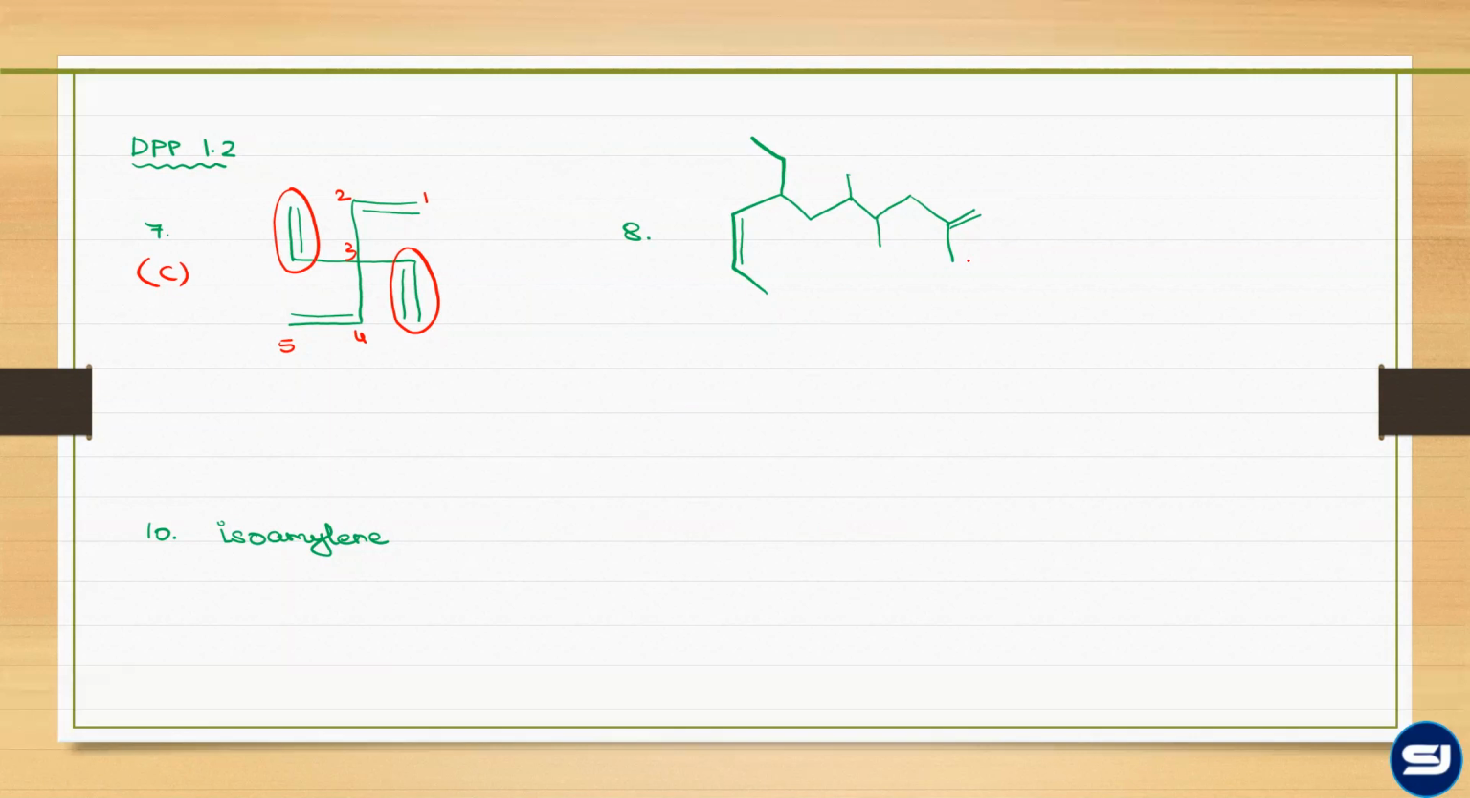8th one, IUPAC name. How many carbons in the parent? 10. And numbering should be done such that both the double bonds are included in the parent chain. So you have to select this double bond and this double bond as part of the chain. So it will be 1, 2, 3, 4, 5, 6, 7, 8, 9, and 10. And numbering should be done in such a way that the substituent gets the lowest possible number. So it will be done from the right hand side.